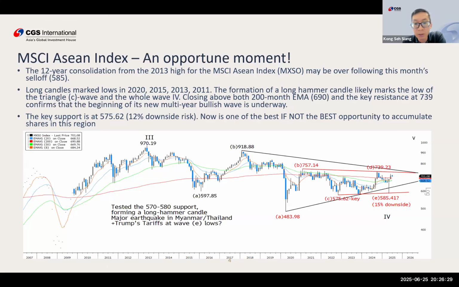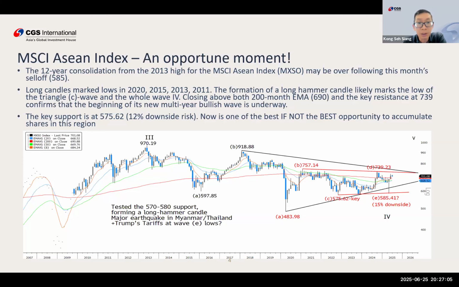The long thing right now is that we see the consolidation from the 2013 high looks like it's completed this year. At the end of April, from the chart, you can see a very, very long candle. That potentially could signal the end of a consolidation. So from a risk to reward perspective, you're risking roughly 15% for a potential move over the many years to come. That will probably take this index to all-time highs above the 970 level.